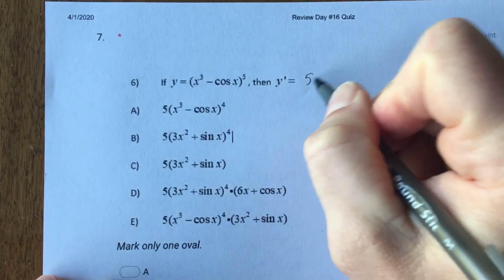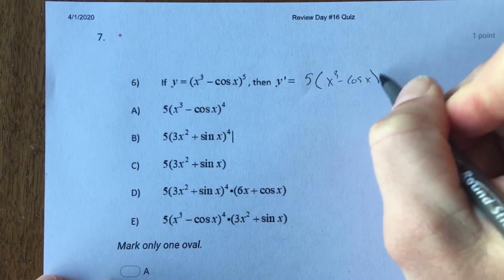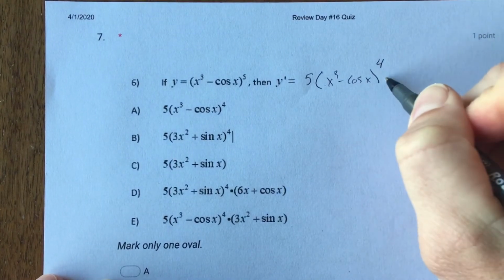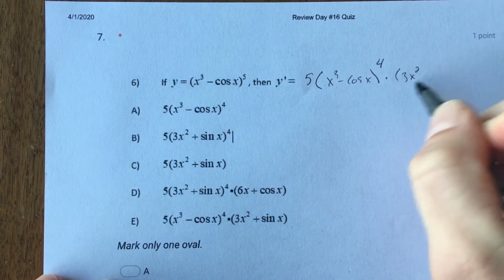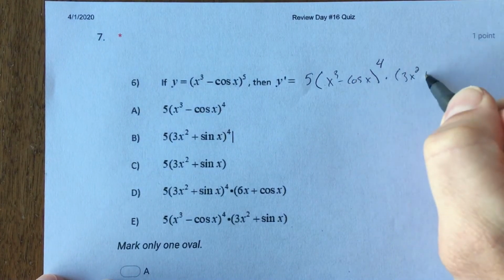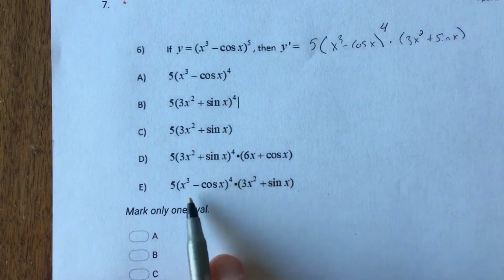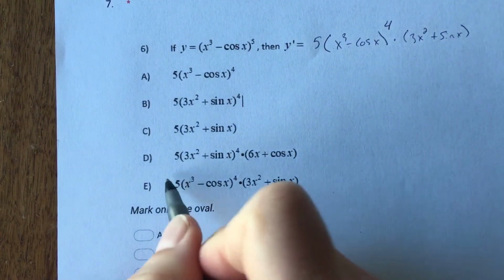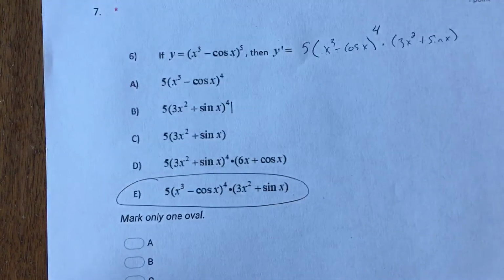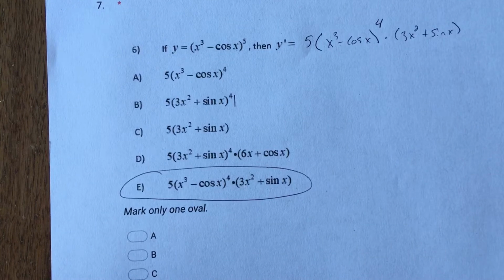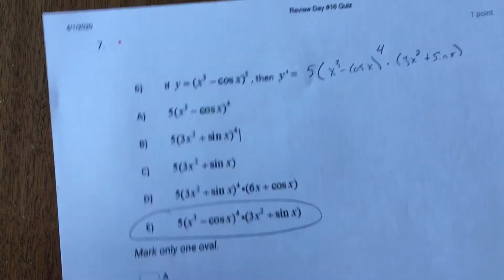We're bringing the 5 down, leaving everything inside as is to the 4th power, then times the derivative of what's inside, which is 3x squared. And then minus a negative sign, which would be a plus sign. So I look for a 5, that to the 4th times, and E is my choice there. Okay? And so we're all good on that.